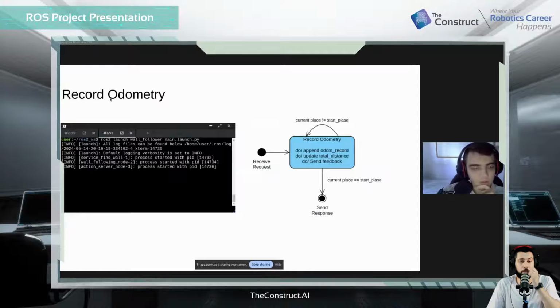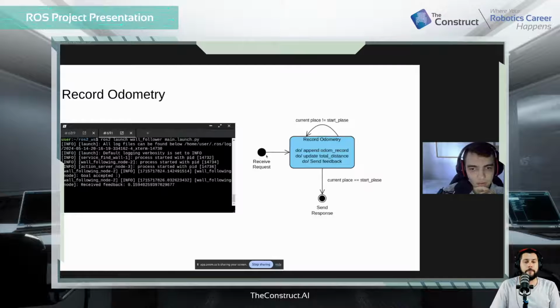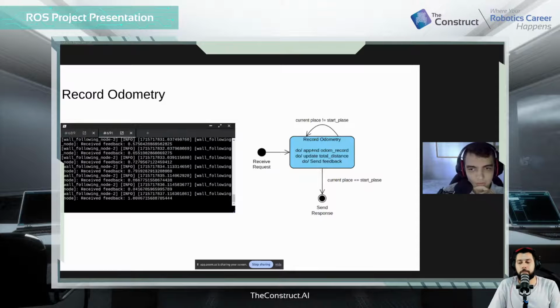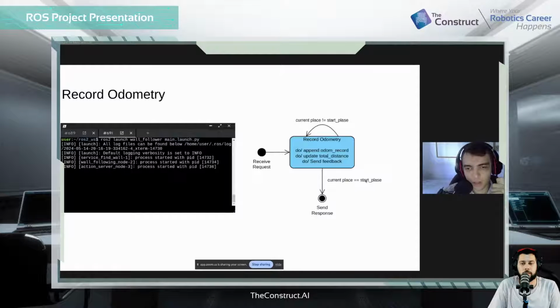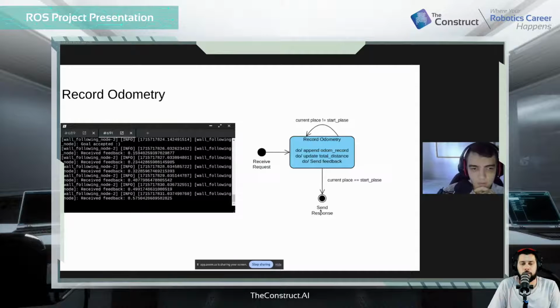And to record odometry, well, it's a simple action service. As soon as it receives the request, it starts appending the odometry to the list that's going to be returned to the user at the end, and it starts to update the total distance that's going to be sent as feedback. This is the list that's sent at the end. And at the end, when the current place is close enough to the place it started, we assume that it has completed a whole turn around the field, and then it sends a response.